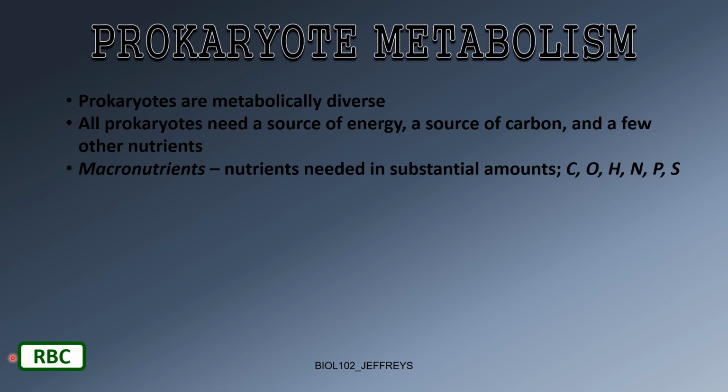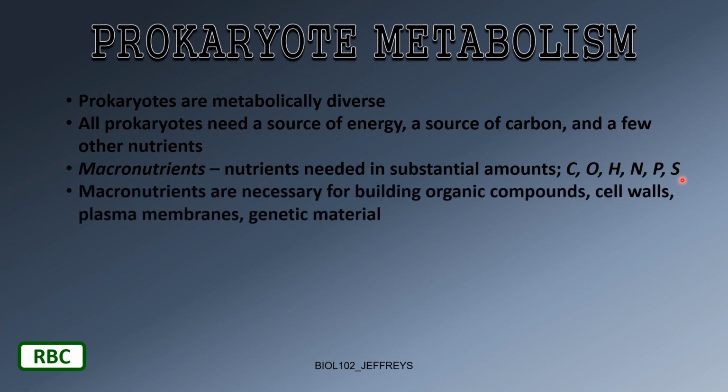So macronutrients are nutrients needed in substantial amounts. That's why we call them macro. Not that they're big, but we just need a lot of them. And you know these already. It's carbon, oxygen, hydrogen, nitrogen, phosphorus, and sulfur in living organisms. You learned in 101 that even humans need these macronutrients. Macronutrients are necessary for building organic compounds, building cell walls, plasma membranes, genetic material, amino acids. You need all those things for all of these things.